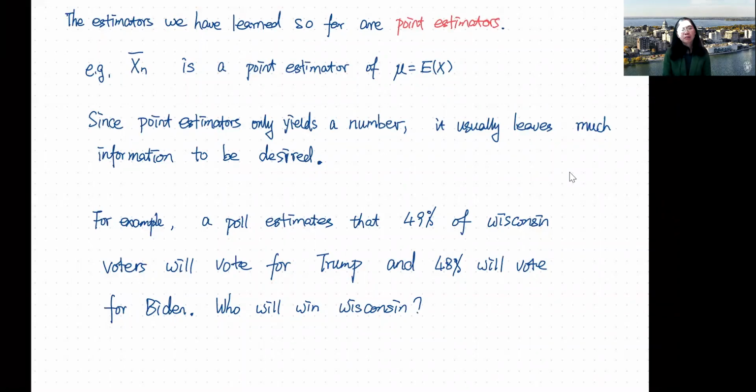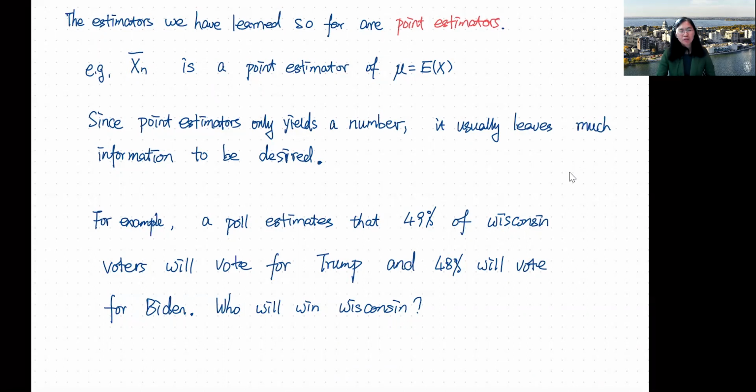So far, we have learned about point estimators. For example, the sample average is a point estimator of the population expectation. When you are given a sample and you calculate the point estimator, it's going to yield a number. That number may or may not be close to the true parameter value. And with only that number, we can say relatively little about the parameter. It usually leaves much information to be desired.